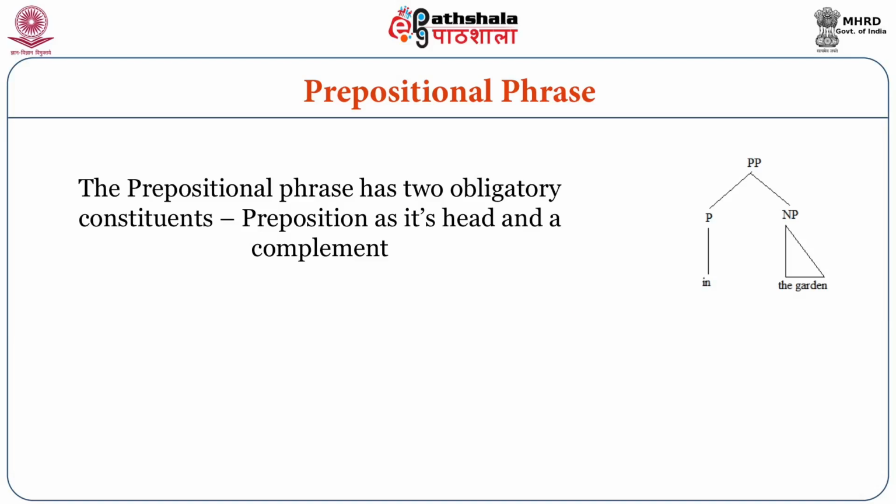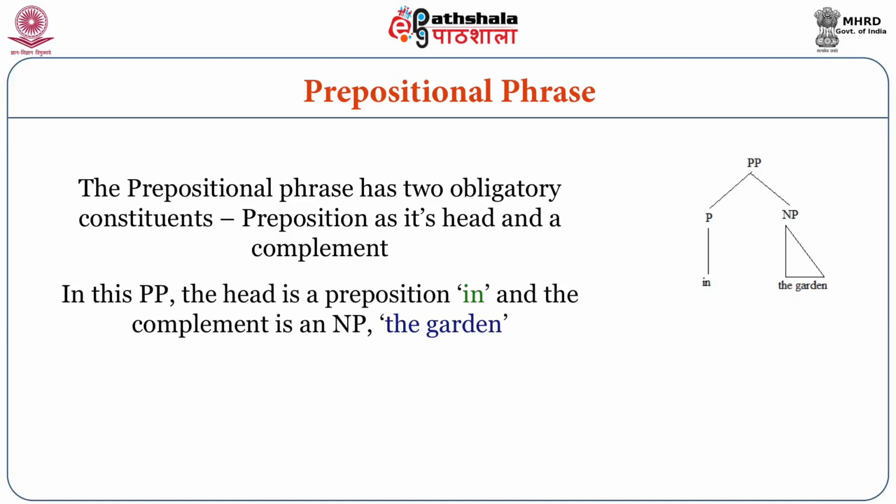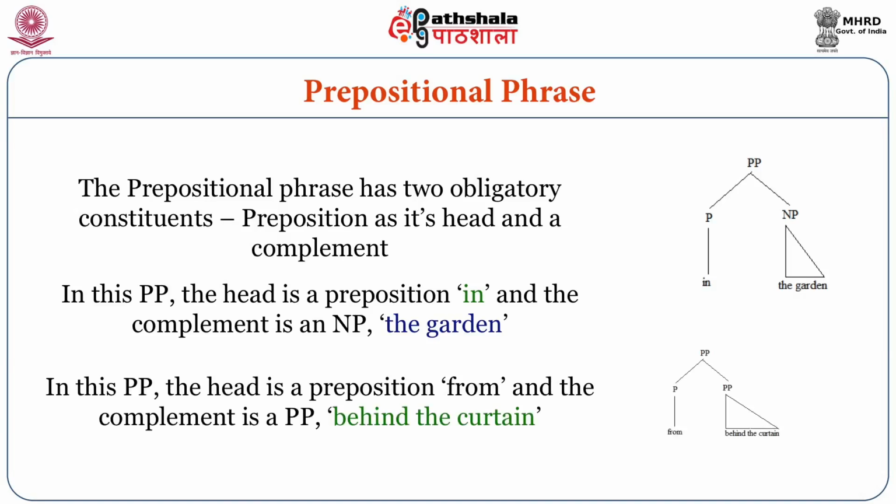A prepositional phrase has two obligatory constituents, a preposition as its head and a complement. In this prepositional phrase, the head is a preposition, in, and the complement is an NP, the garden. In this prepositional phrase, the head is a preposition, from, and the complement is a prepositional phrase, behind the curtain.